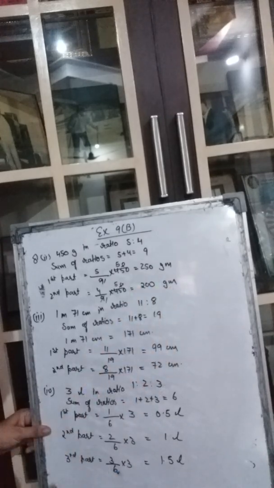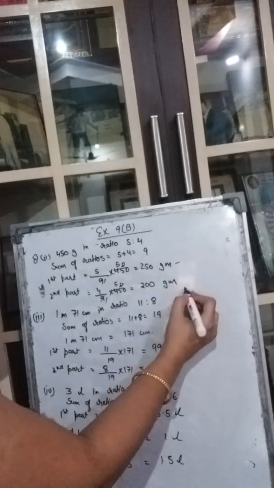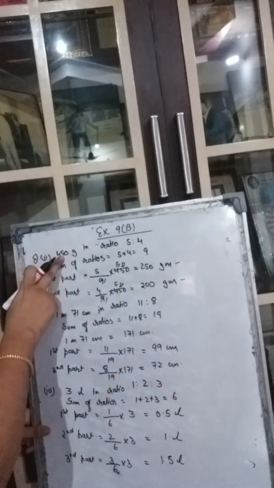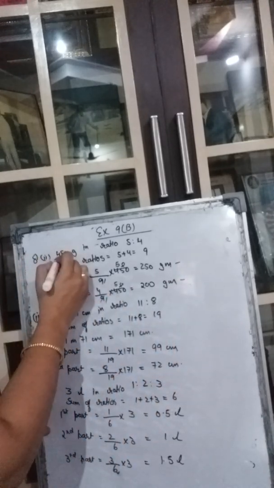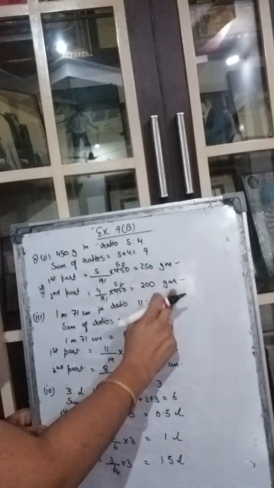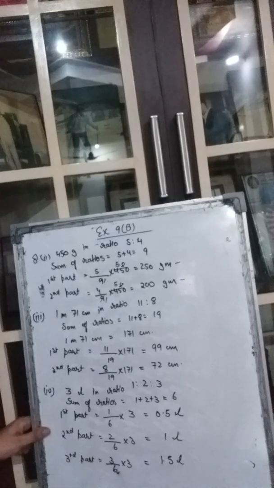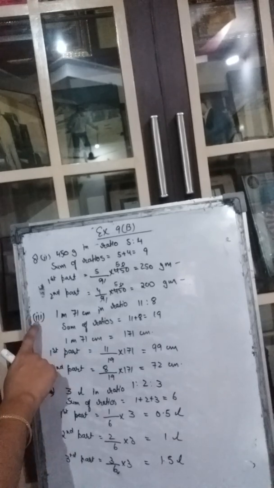And you can cross check it also. This 250 and 200 together will make 450 grams, because this was the quantity that we were dividing. So that means we have divided them in the correct ratio. Okay. Now comes the third part.